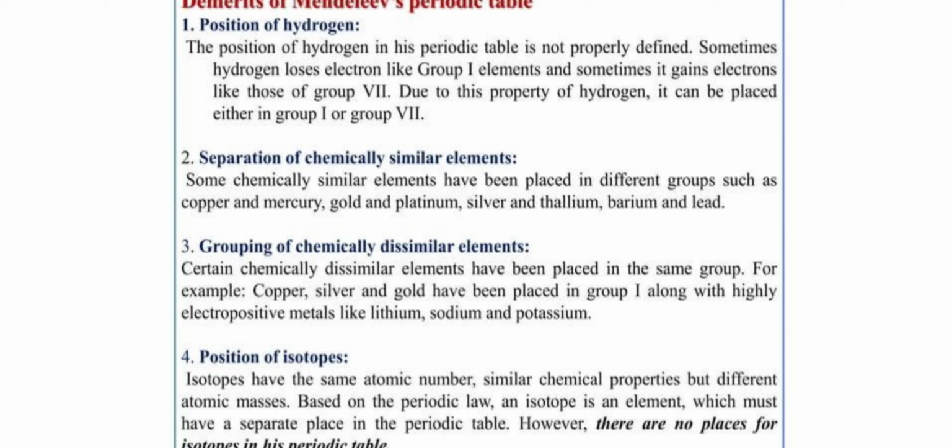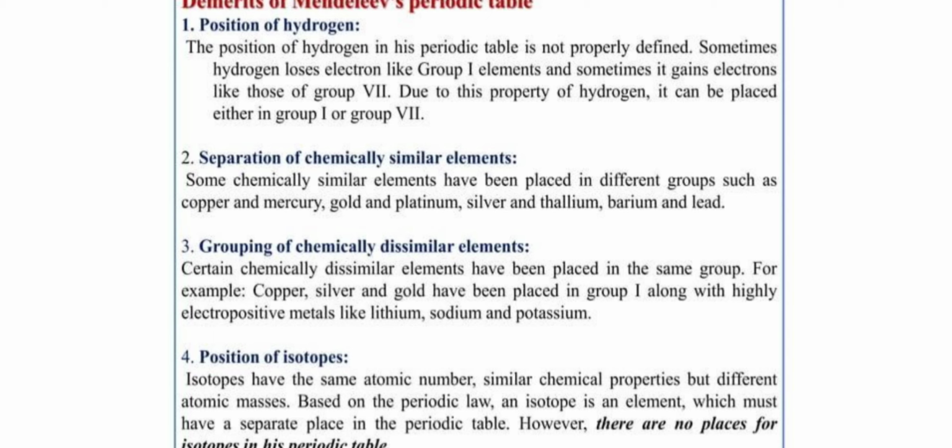Separation of chemically similar elements. Some chemically similar elements have been placed in different groups, such as copper, mercury, gold, platinum, silver, beryllium and lead. See, he said the physically and chemically similar elements should be placed in the same group, but he placed chemically similar elements in different groups, so he also failed.